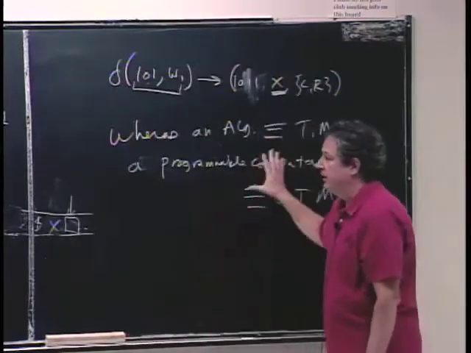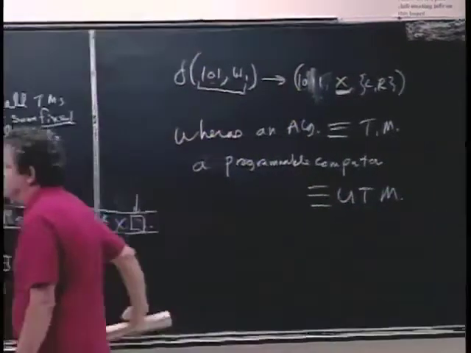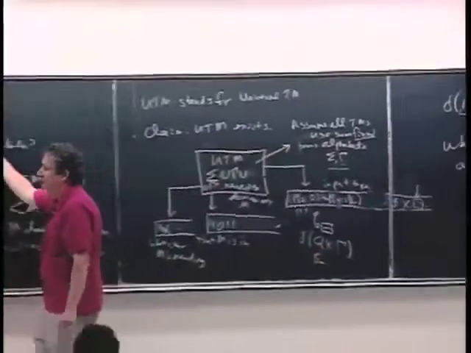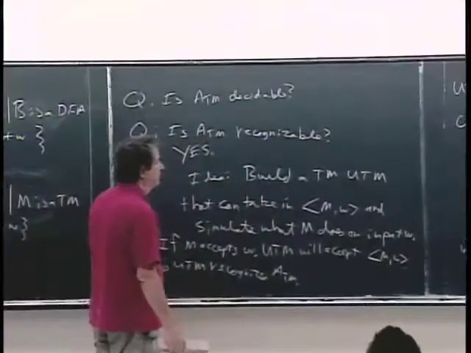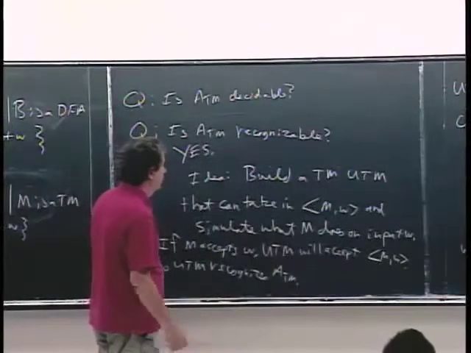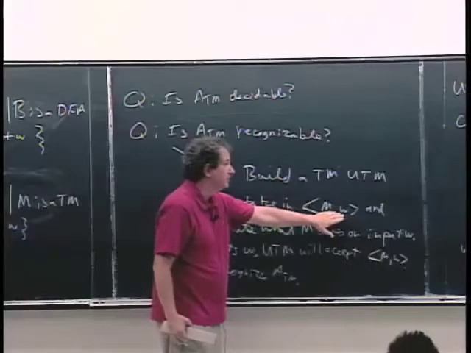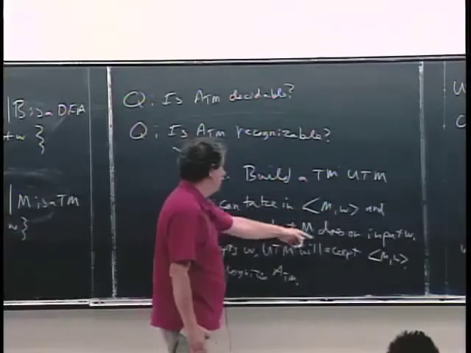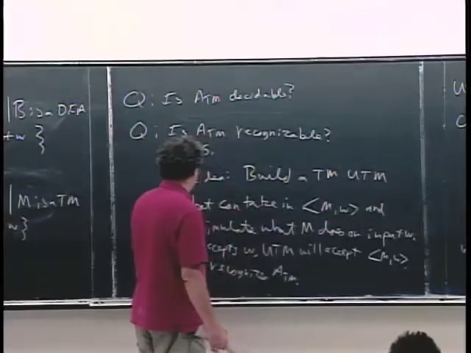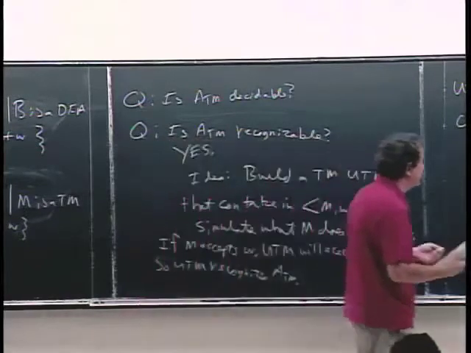Okay, so now that we know that universal Turing machines can be built, let's go back to this question. Is A_TM decidable? Is there a Turing machine which can take in the description of another Turing machine M and an input W, and simulate what M does on that input W, to see if M accepts W and so on? Is this doable?